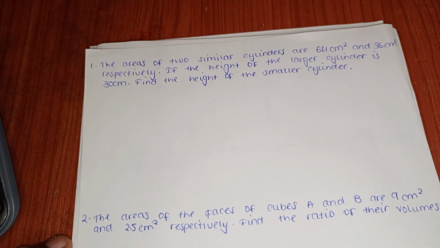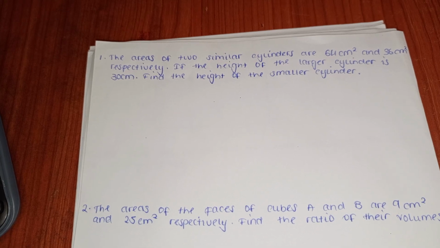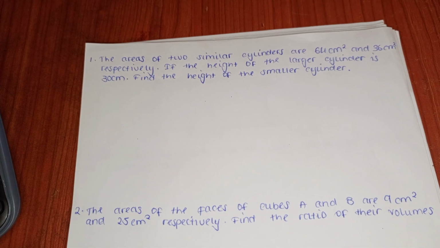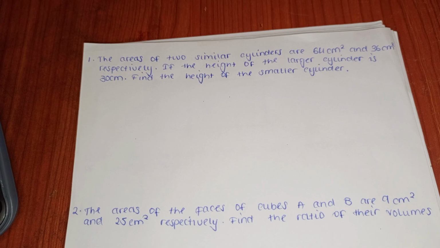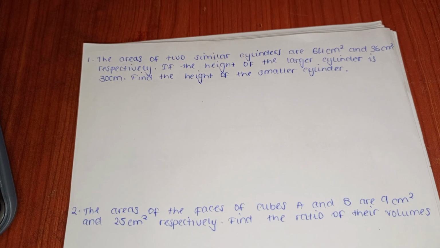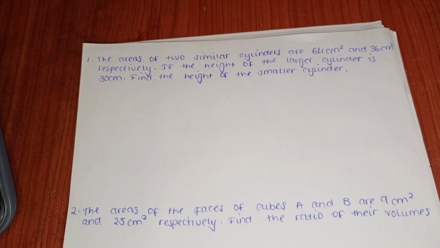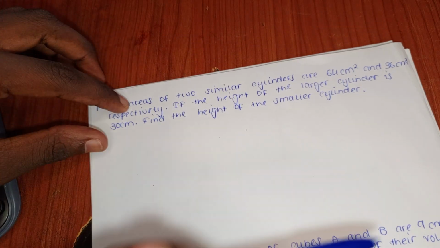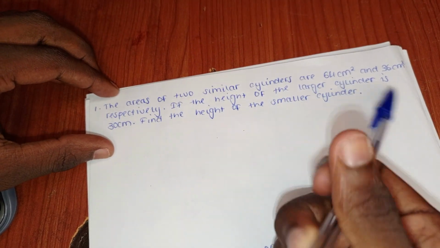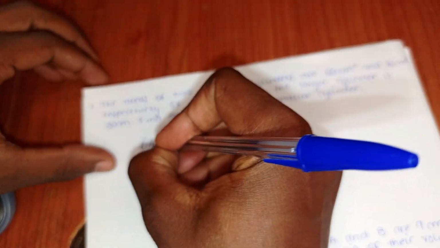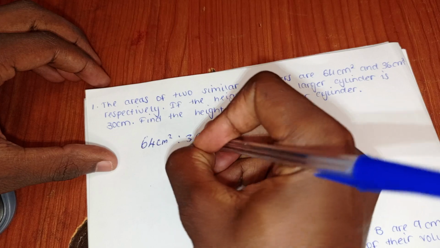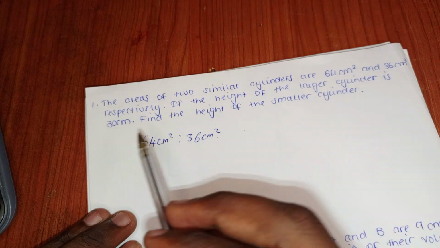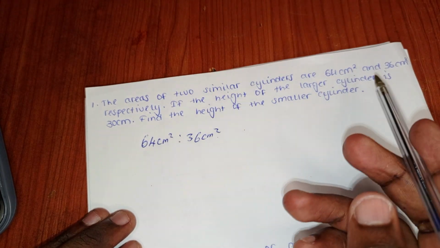So the first question we have is, this is math, guys. The areas of two similar cylinders are 64 centimeters squared and 36 centimeters squared, respectively. If the height of the larger cylinder is 30 centimeters, find the height of the smaller cylinder. So they've given us areas of two similar cylinders, 64 centimeters squared to 36 centimeters squared. We are finding the height of the smaller cylinder.